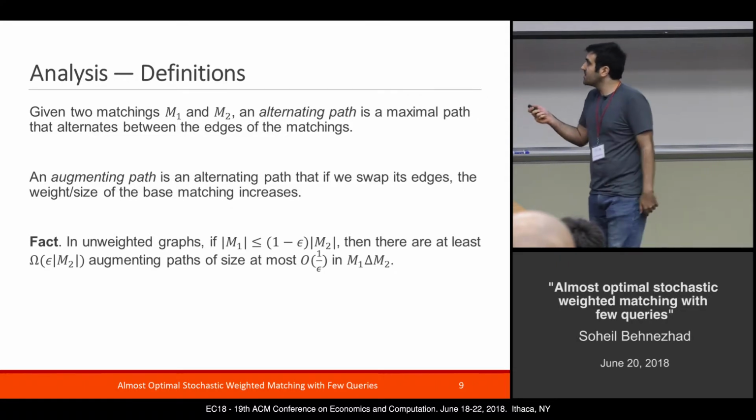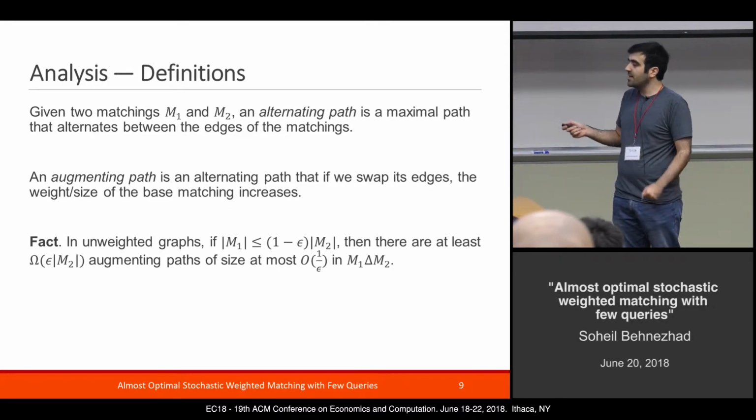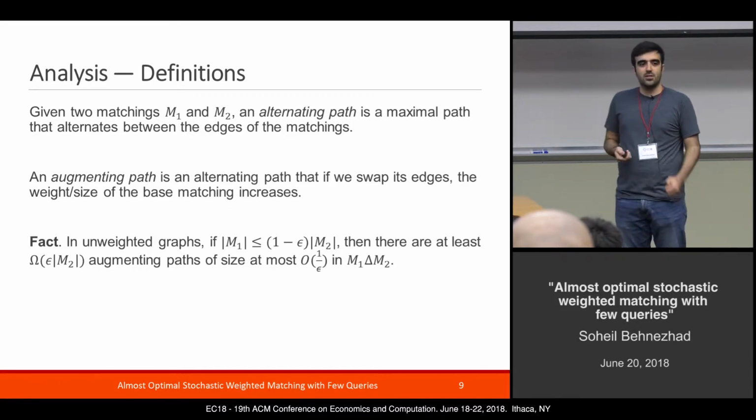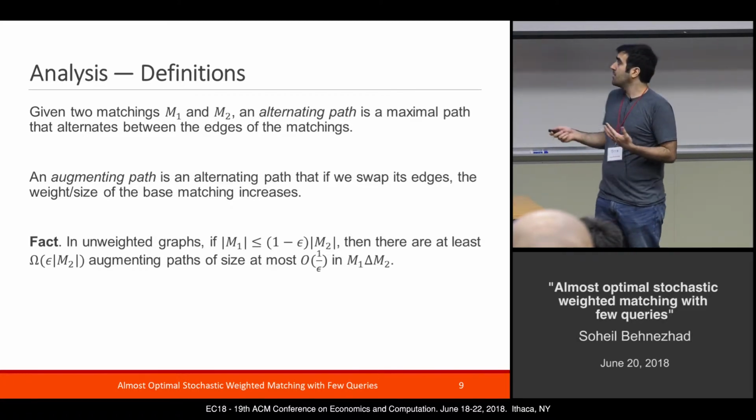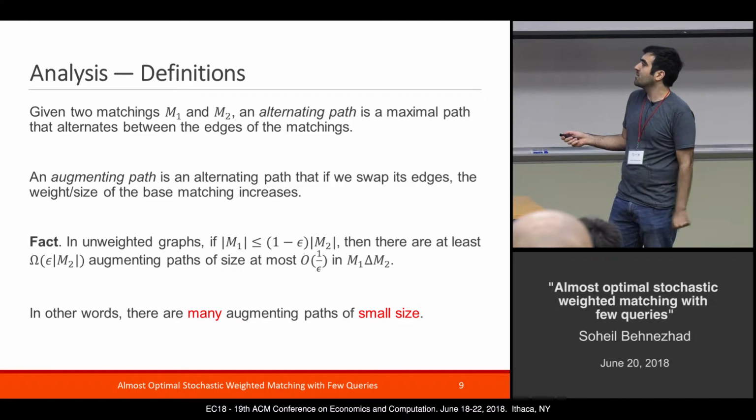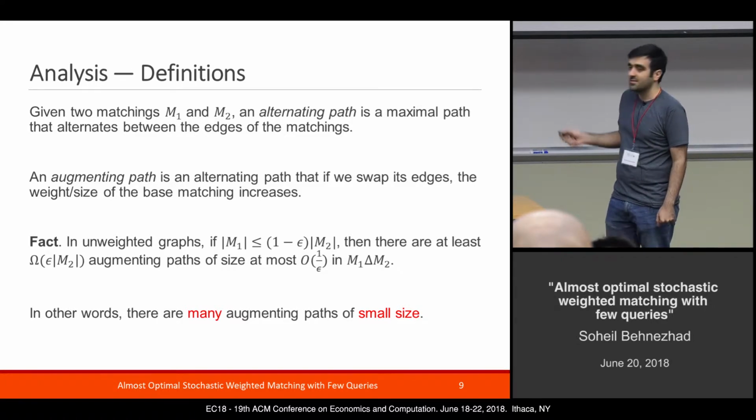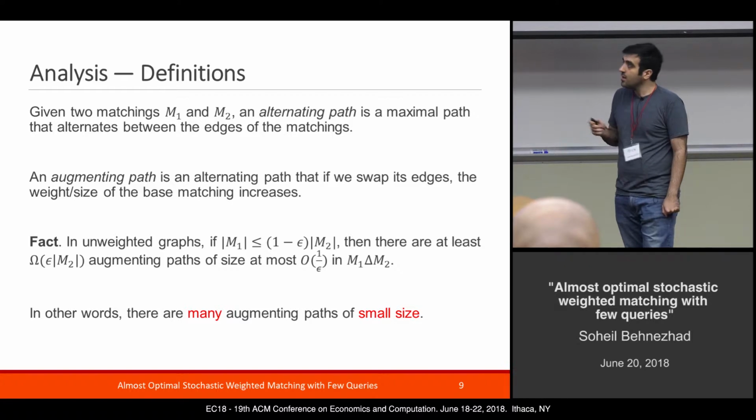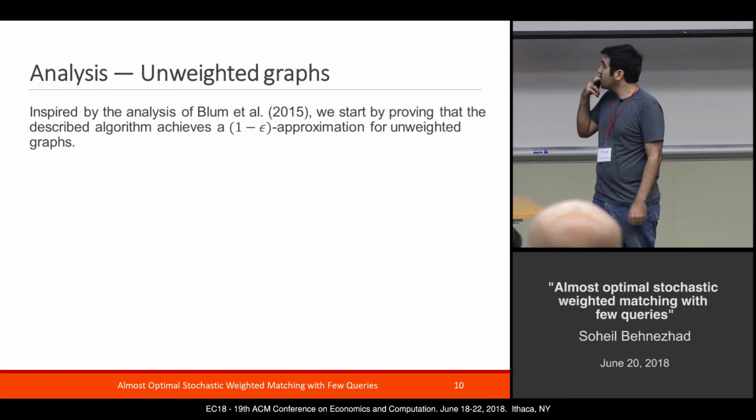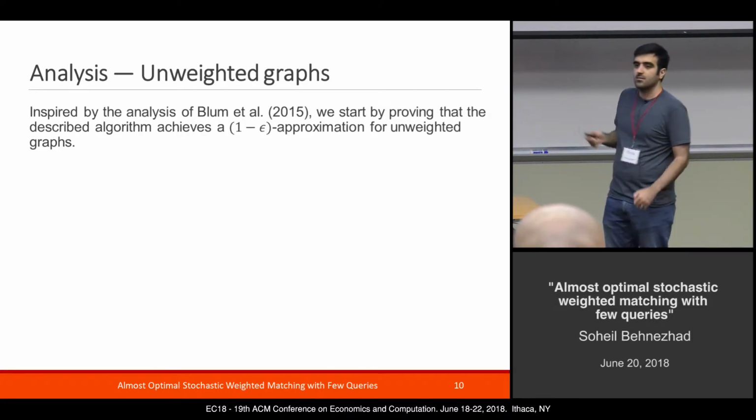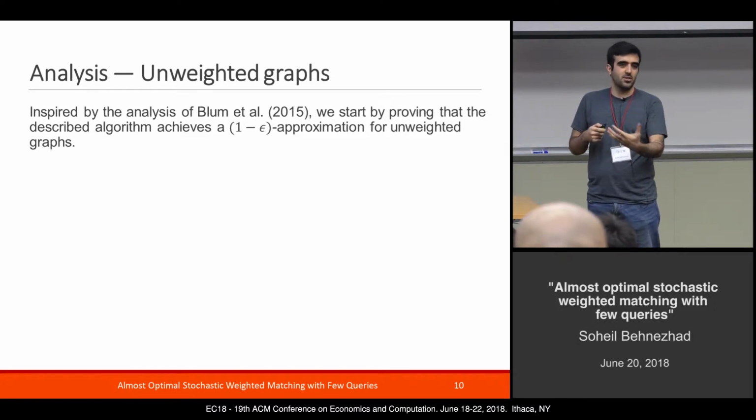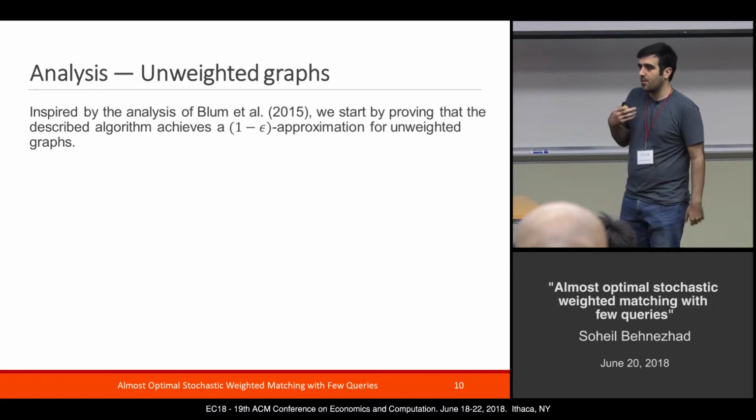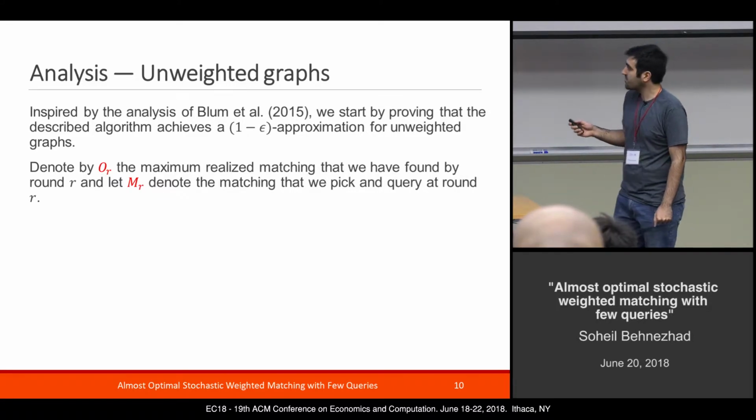And for unweighted graphs, we know that if the size of M1 is less than a 1 minus epsilon fraction of M2, then if you look at these augmenting paths, there are many augmenting paths that have a constant size, right? So inspired by the algorithm of Blum et al., I'll just show why that algorithm achieves a 1 minus epsilon approximation for unweighted graphs, and then I'll describe how we can generalize that to weighted graphs.